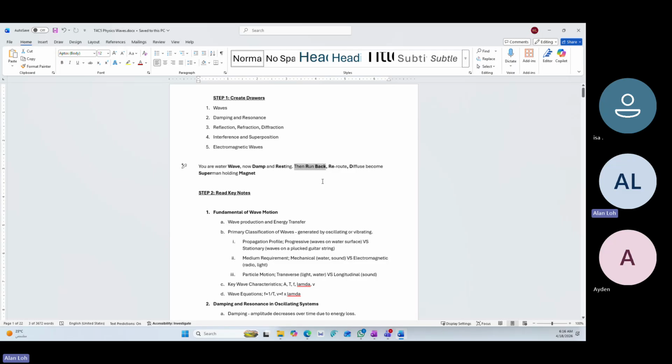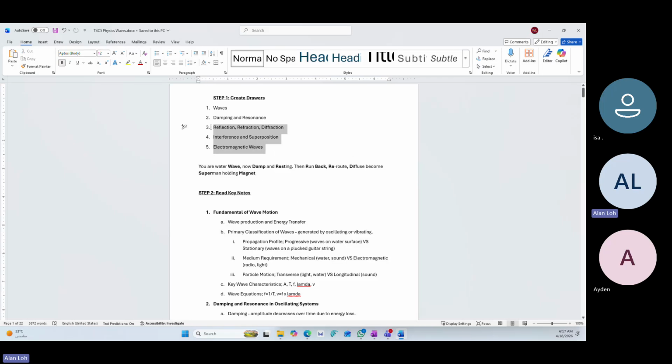Reroute, refracted. I'm not sure whether you understand what diffraction means, but don't worry, you're going to learn it in the following steps. But for now, if you don't understand what refraction is, then just remember it's related to reroute. But if you understand what refraction is, then I think you can associate refraction with reroute. Same goes for diffraction and diffuse, right? Become Superman. So superposition. Obviously I took the super to reflect here. Holding magnet. And also obviously I took the magnetic as magnet, electromagnetic wave, right?